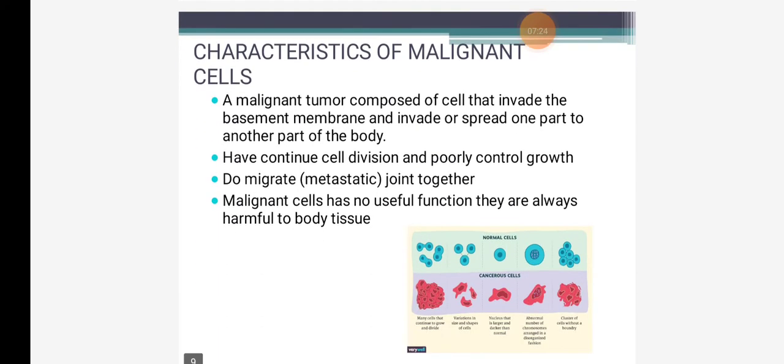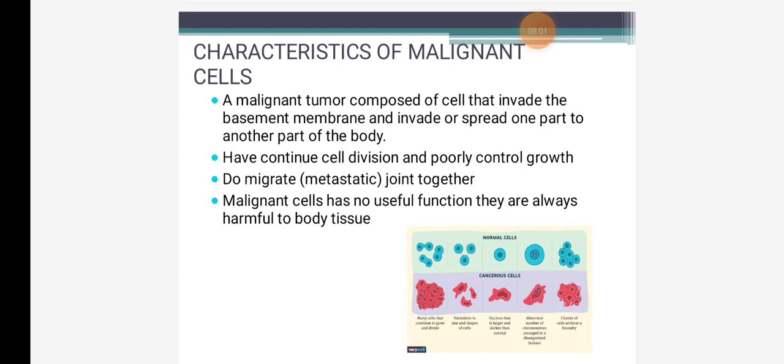Next are the characteristics of malignant cells. A malignant tumor, as we know, is more harmful than a benign tumor. A malignant tumor is composed of cells that invade the basement membrane and spread from one part of the body to another part. They can enter into the basement membrane, and they can go from one part of the body to another part.